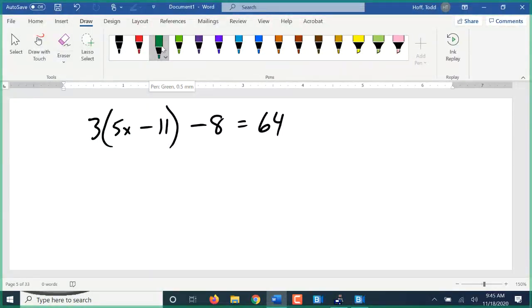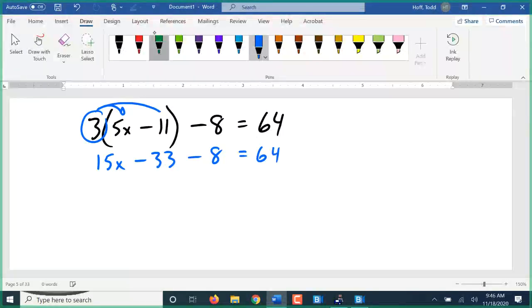So, on the left side here, we see the parentheses. So we start there. Nothing to do inside the parentheses. So we're going to multiply by the 3. 3 times 5x is 15x. 3 times negative 11 is a negative 33.